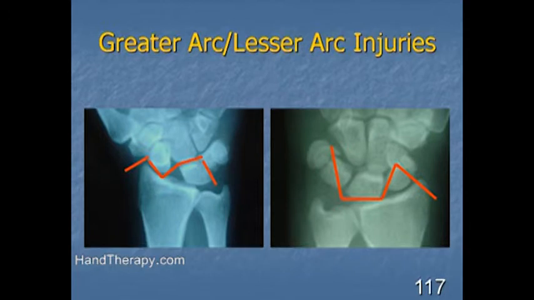On the right side of slide 117, we see a greater arc injury. Again, when we look at the red lines, it goes through the radial styloid, therefore a transradial styloid fracture, goes through the scaphoid, a transscaphoid fracture, around the lunate, and through the triquetrum. This complex injury is known as a transradial styloid, transscaphoid, transtriquetral fracture, and if it's associated with a perilunate dislocation, we mention that as well.